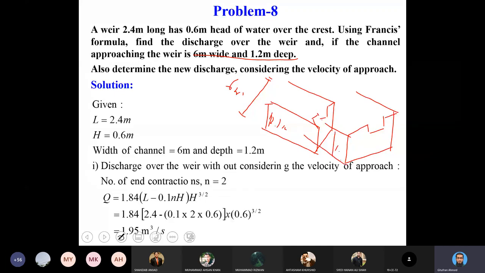ये 1.2 है, ये 6 है, और जबकि वियर की विड्थ क्या है? 2.4, this is 2.4. 2.4 width है और इसमें पानी का लेवल क्या है? 0.6.